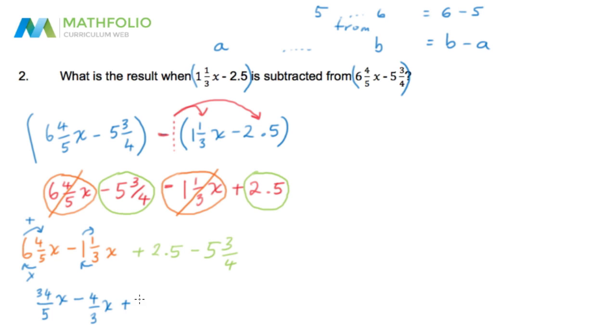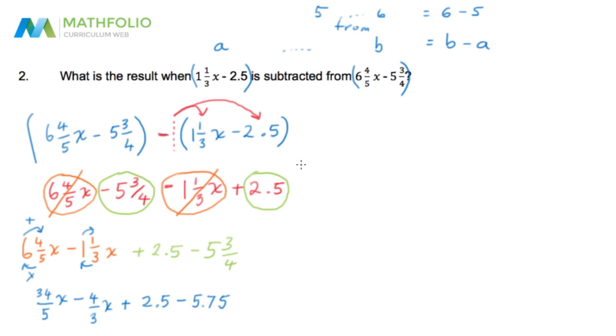We're going to add. Now, let's turn both of these into decimals. So we're adding 2.5 minus, now 5 and 3/4. Well, 3/4 is 75 cents. So 3/4 is going to be 0.75. So you could just do 3 divided by 4 to figure that out as well.